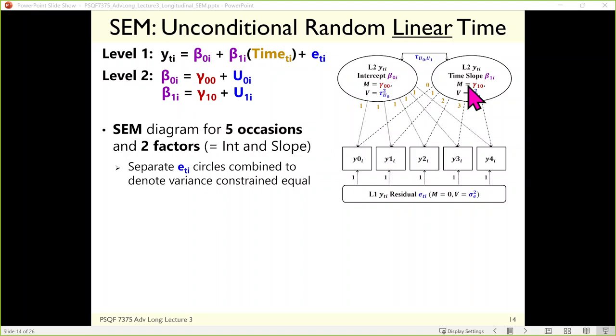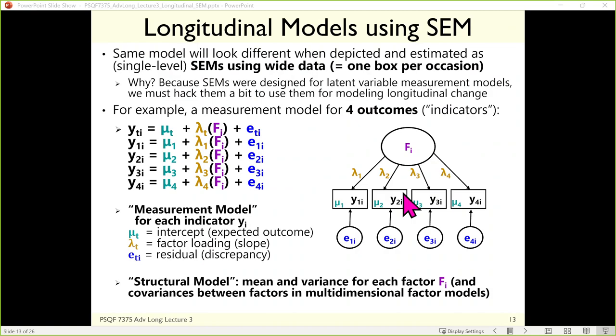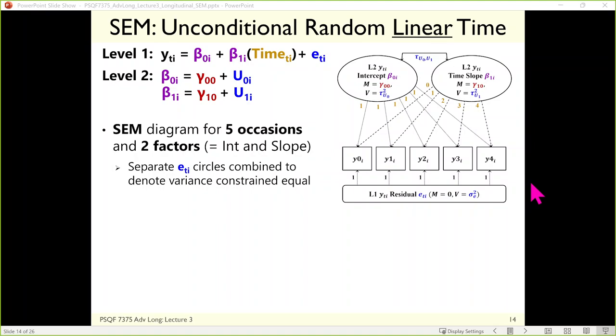So an SEM diagram, note that I have 5 boxes here because this would be a model with 5 occasions. In the previous slide, I only had 4 boxes because this slide only was about 4 occasions. So that's the big difference in terms of how you think about your data structure and what the model would look like. This is wide data. It is 1 box per occasion. So you need to know how many occasions you have to know how many boxes to draw, whereas in the multi-level SEM diagram, Y was just 1 box, regardless of how many occasions that we had.